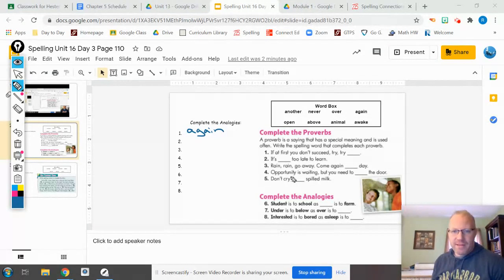Maybe number four: opportunity is waiting, but if you need to blank on the door. So what do you need to do to the door? You need to open the door.